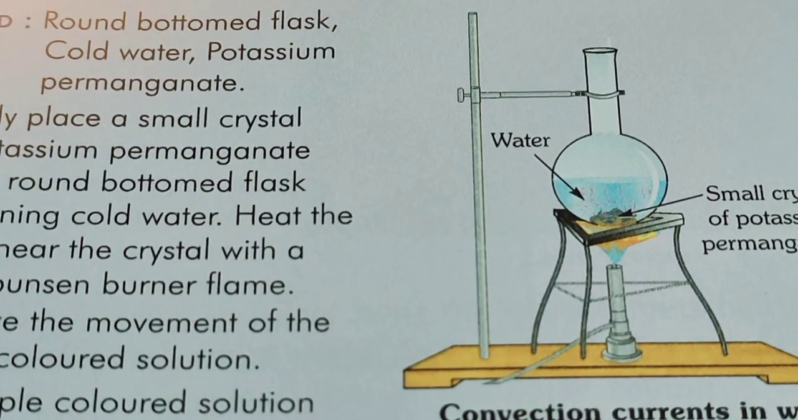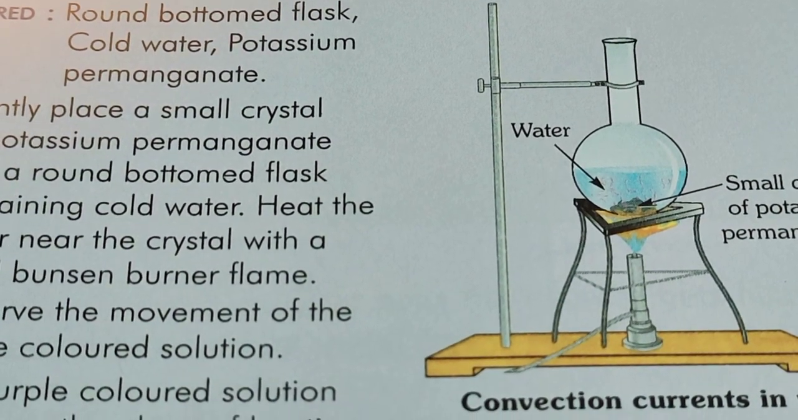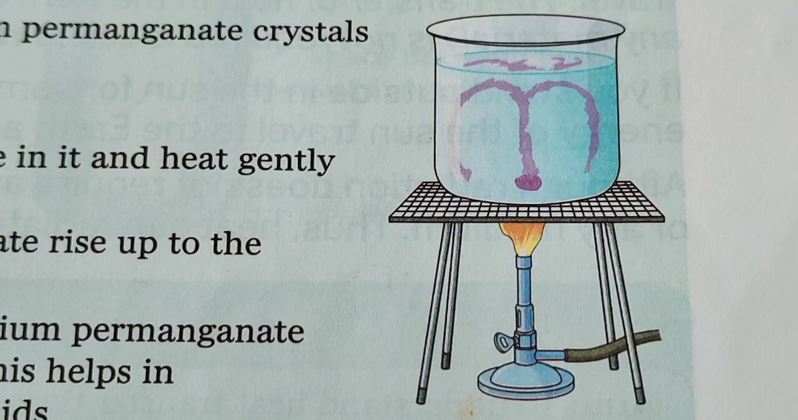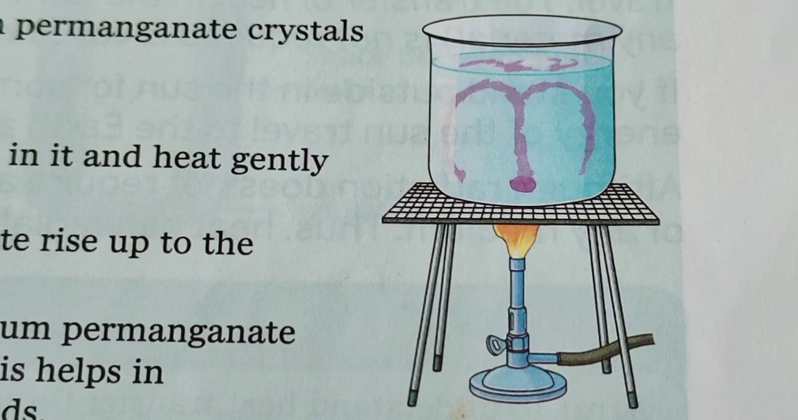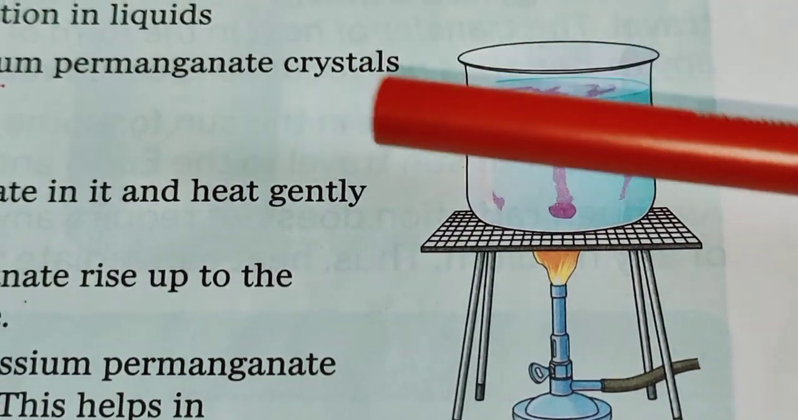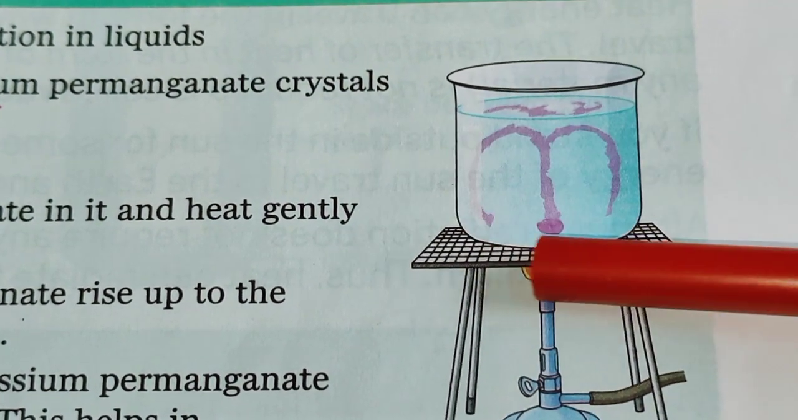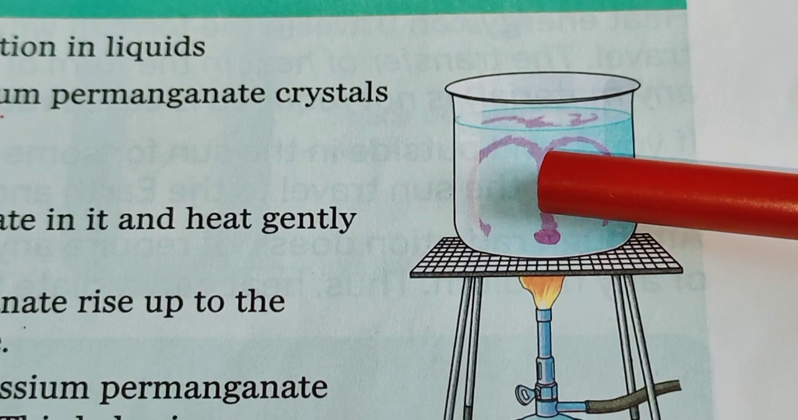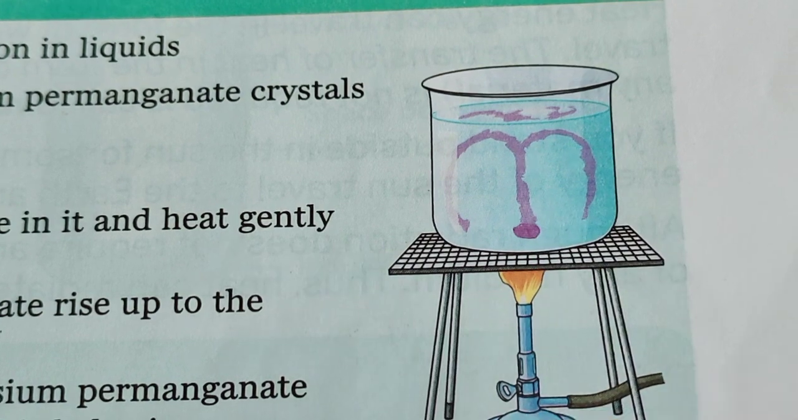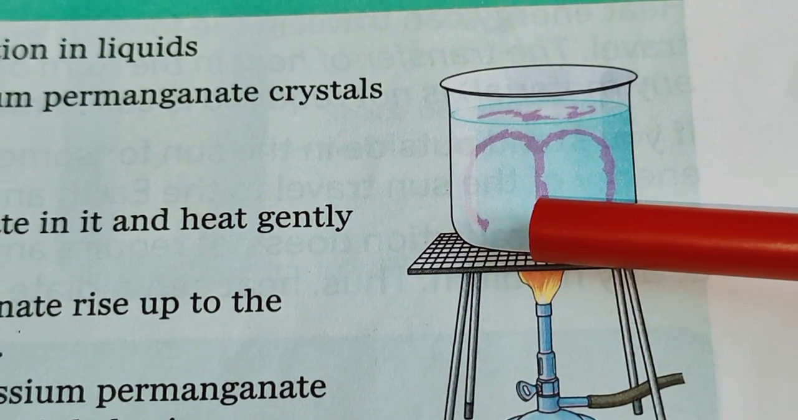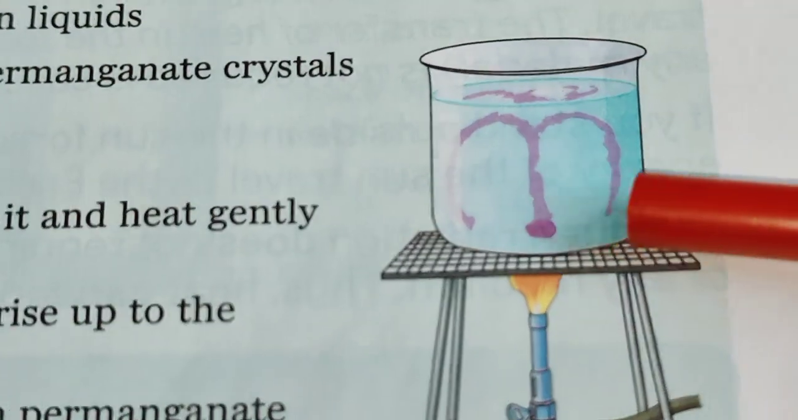We can do this activity with another setup also. Let's see what it is. Instead of round bottom flask, we can use a beaker as well. Here you can see, instead of round bottom flask, we have taken a glass beaker with cold water and the potassium permanganate crystal. As soon the water gets heated up, the colored crystal show movement in this way.